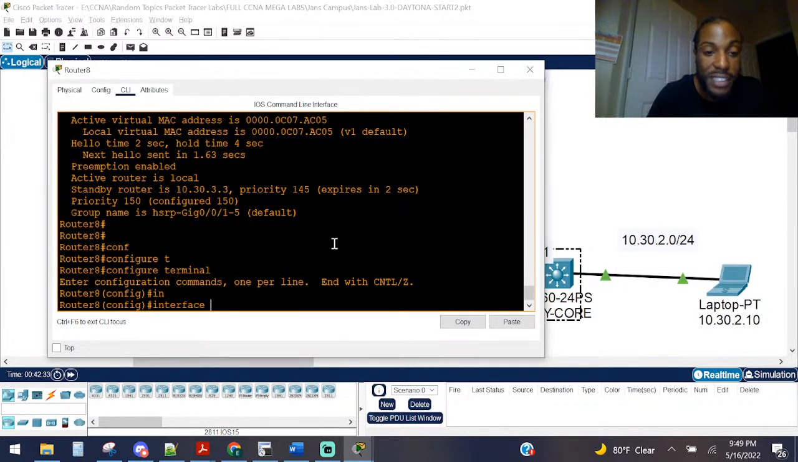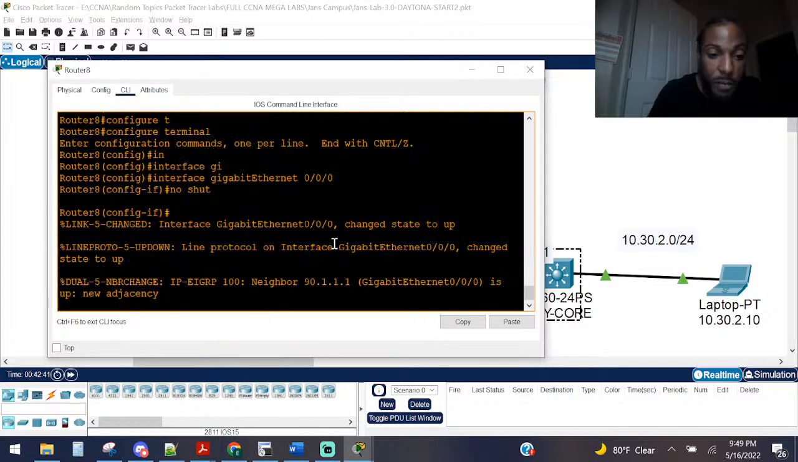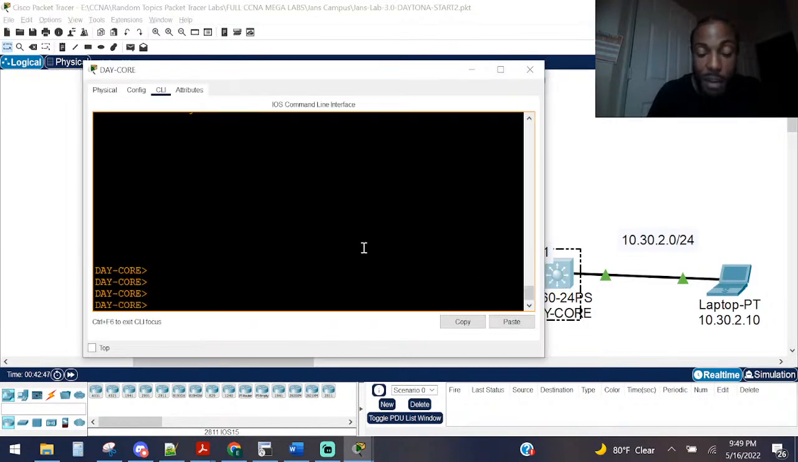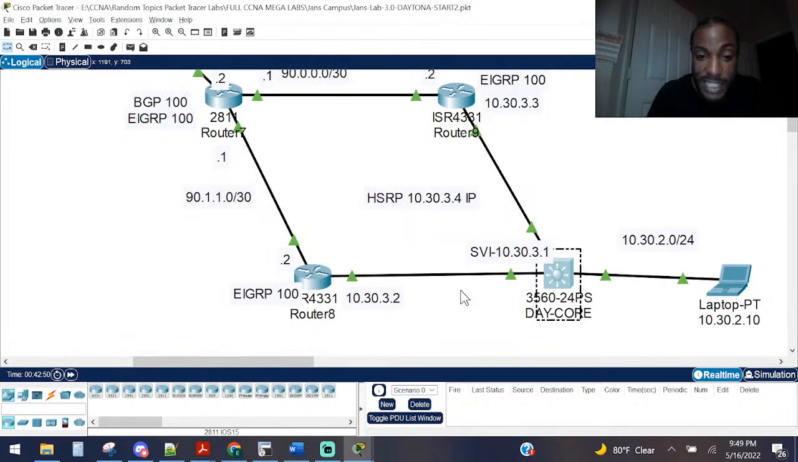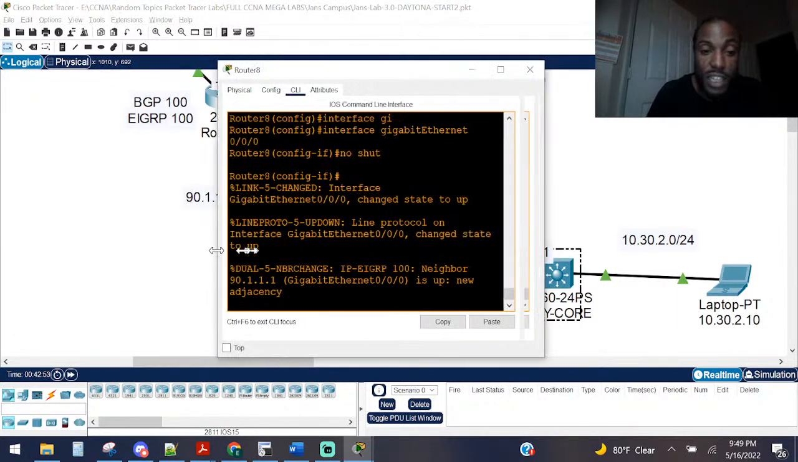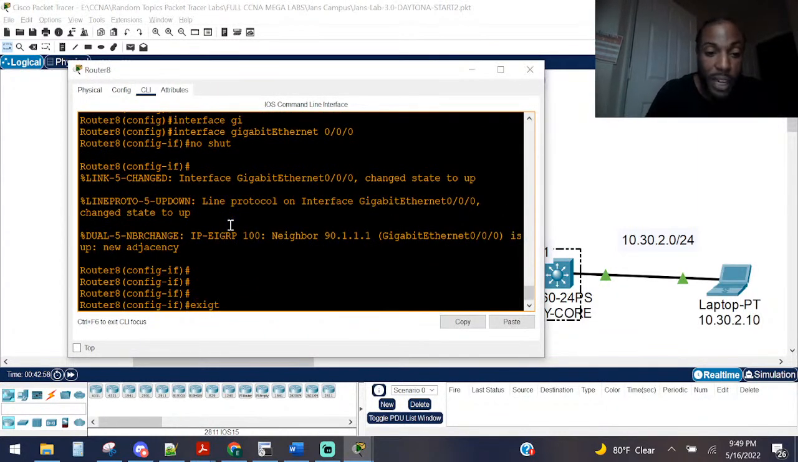So interface, what was that? Gig 0/0/0, right? I'll give y'all about 5 minutes to figure it out. No shut. All right, so we bring that back up. So now this link is back up. As you see, it's green. Now I'm gonna go ahead and shut down this side, and theoretically the HSRP peer should switch over, just like Chicks25 said, but that's not what he said to do.